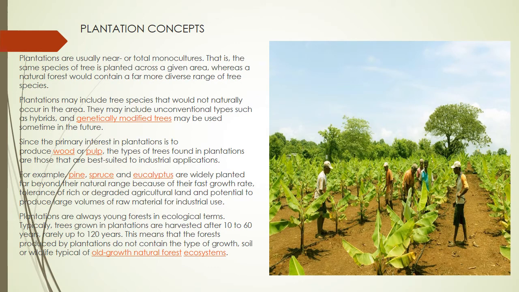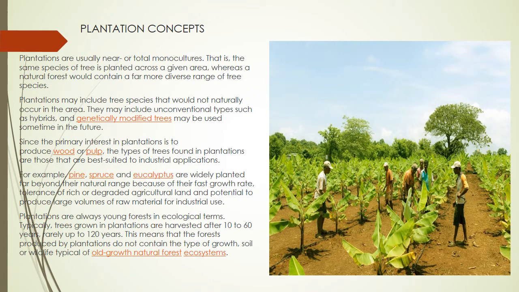Plantations are usually near or total monocultures. This is the same species of trees planted across a given area, whereas a natural forest would contain a far more diverse range of tree species. So, in plantation, a large area is required, and in the whole area, only one type of plant or one type of species is being cultivated. So, it is called monoculture or total monoculture.